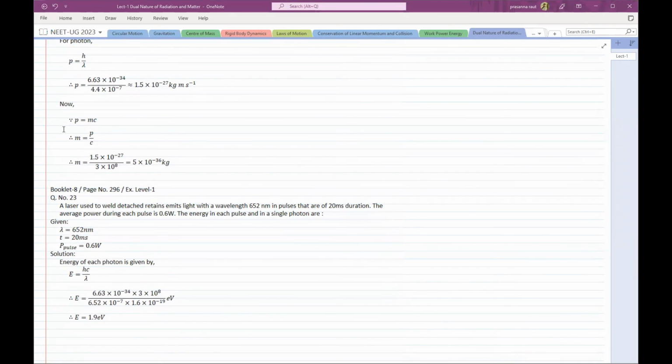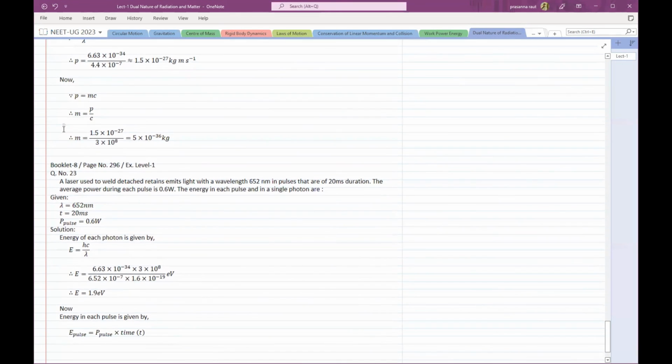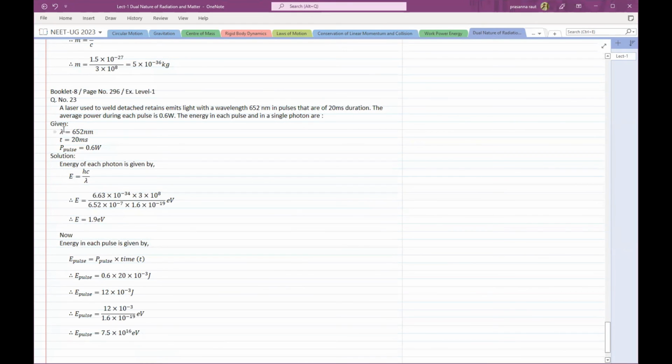Now we have to calculate the energy in each pulse. So how do we calculate the energy in each pulse? The energy of each pulse is the power in each pulse multiplied by time. So energy in each pulse will be power in each pulse multiplied by time. So calculate that. That is E pulse is equal to P pulse into time. And the calculation is again simple: substitute and calculate. So you get 7.5 into 10 raised to 16 electron volt. Okay.